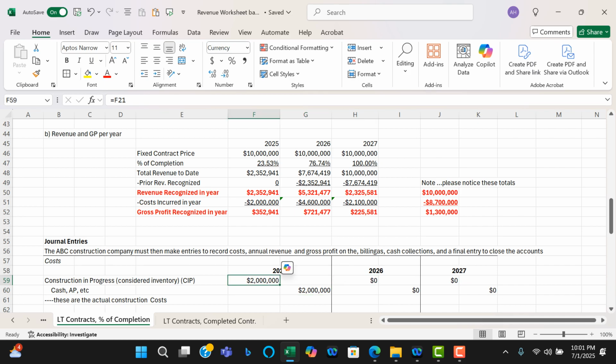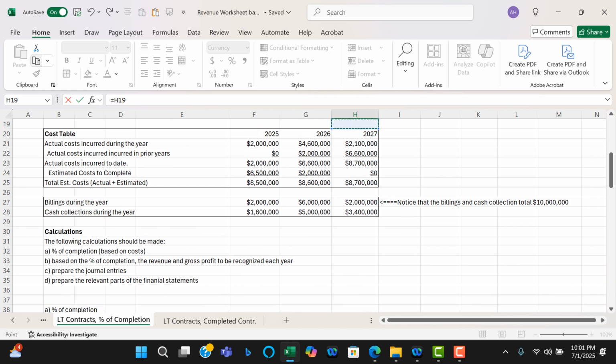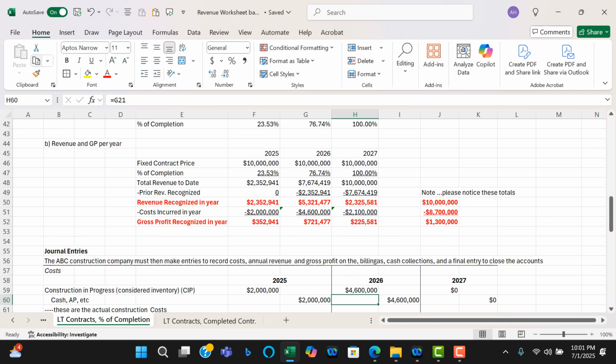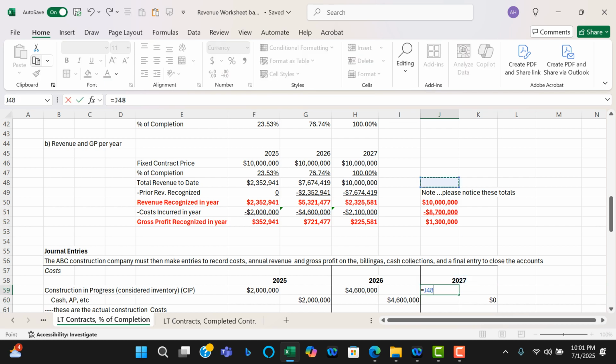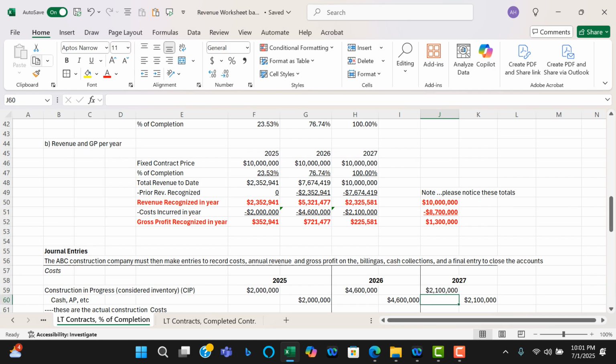Okay, so we're going to do the same thing for this year. This will be 4.6, I believe. No, I probably moved the line over here. Should be 4.6, and that'll be 4.6. And the last year, your actual costs are 2.1 here. So this is 2,100,000. So that's not too bad.